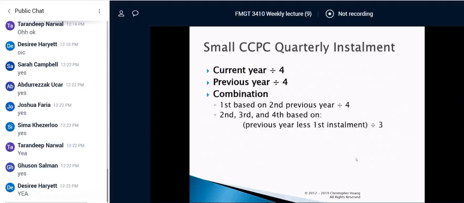So again, if you're a small CCPC, then the current year method is the amount divided by 4. Your previous year method is, of course, whatever tax you owed in the previous year divided by 4. Your combo method, again, is 4 payments. Only the first payment would be based on the second preceding year, and then your second, third, and fourth installments would be whatever you paid in the previous year less the first installment, divided by 3.